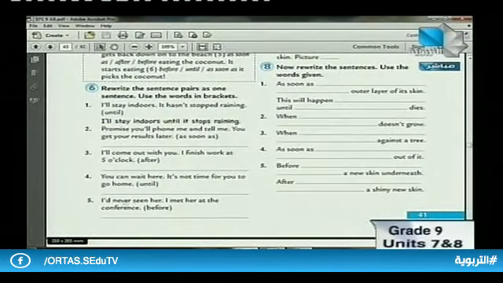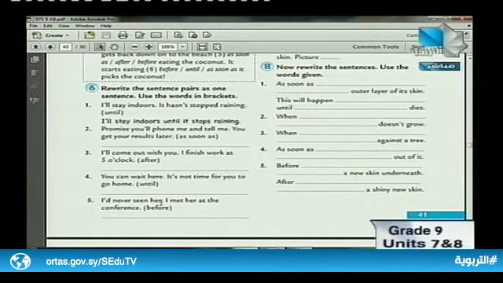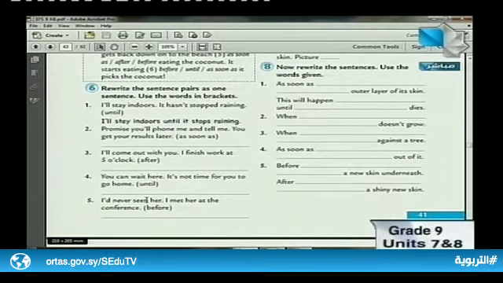Number 5, "I'd never seen her before I met her at the conference." We know that the past perfect is used to talk about an action that happened before another action which is in the past. So I had never seen her before; this is number one. Then I met her at the conference. So we should use "before" in the middle to connect or link the two sentences.